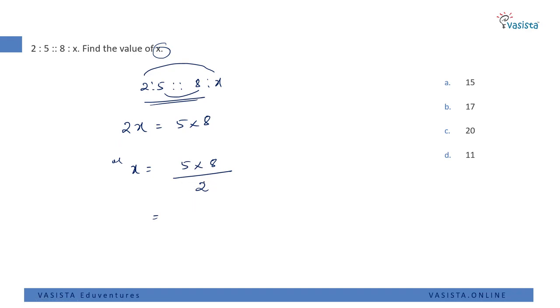So now simplify it here. 2 1s are 2, 2 4s are 8, so 5 into 4 will come. Therefore x is equal to 5 4s are 20, right. Option C is the right one.